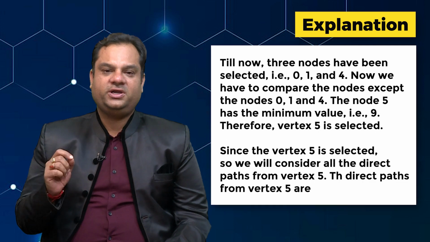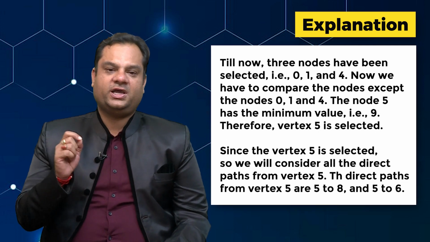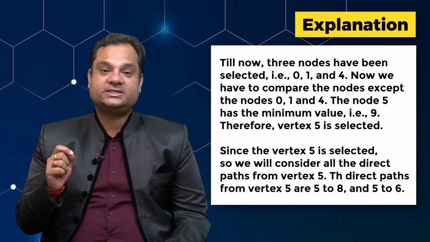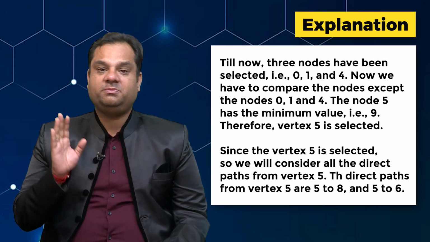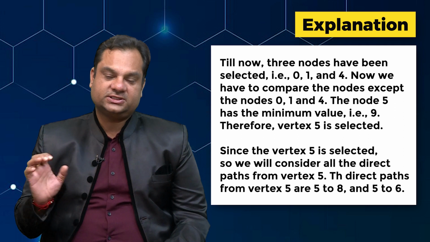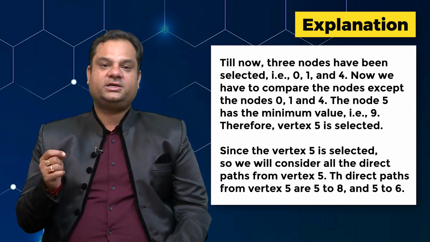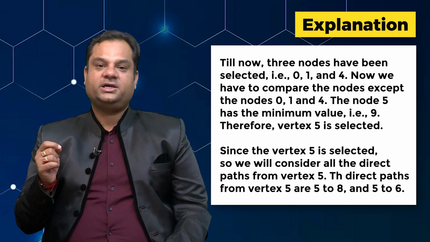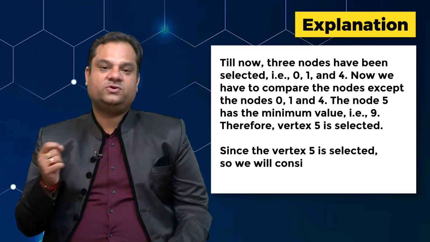Till now 3 nodes have been selected: 0, 1 and 4. Now, we have to compare the nodes except 0, 1 and 4. Node 5 has the minimum value, that is 9, therefore vertex 5 is selected. Since vertex 5 is selected, we will consider all the directed paths from vertex 5. The direct paths from vertex 5 are to 8 and to 6.